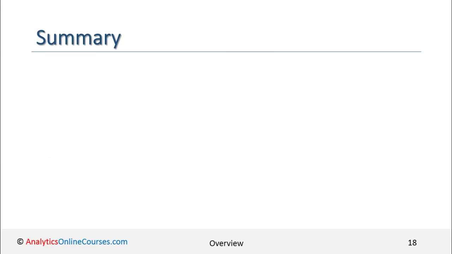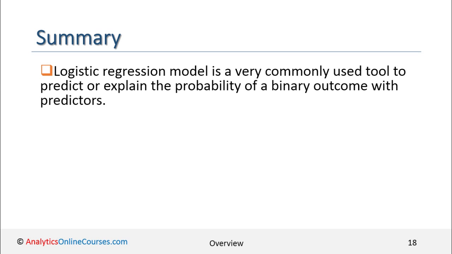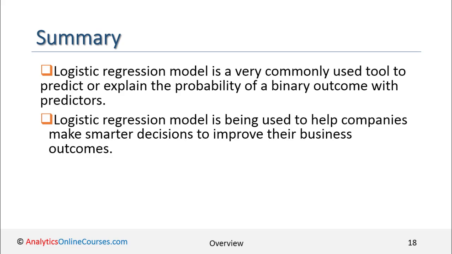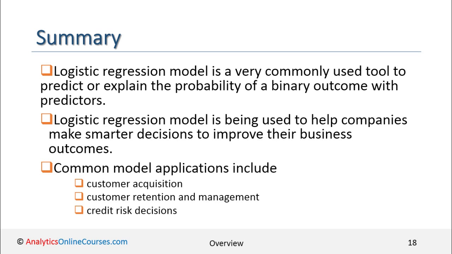Here is a quick summary of what we have learned in this section. Logistic regression model is a very commonly used tool to predict or explain the probability of a binary outcome with predictors. Logistic regression models are being used to help companies make smarter decisions to improve their business outcomes. Some common uses of the logistic regression models are customer acquisition, customer retention and management, and credit risk decisions. This is the end of section 1, Overview.